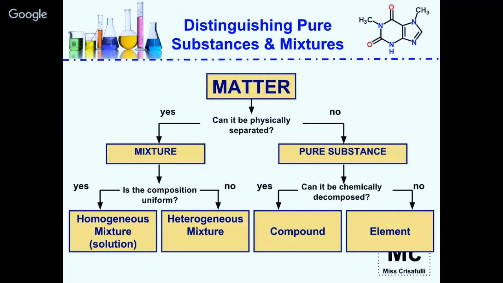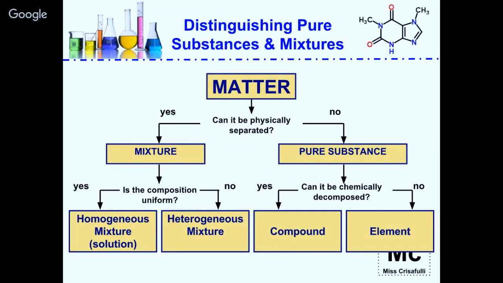Now remember, mixtures have two categories. They could be a homogeneous mixture or they can be a heterogeneous mixture. And so if you're looking at the mixture, is the composition uniform? Is it the same throughout? If it is the same throughout, then it's a homogeneous mixture or solution. If it's not, it's a heterogeneous mixture.